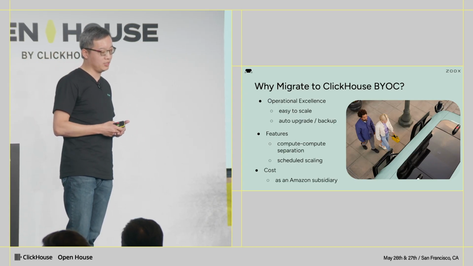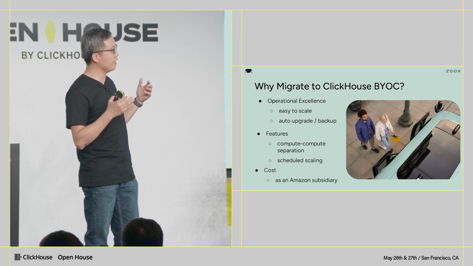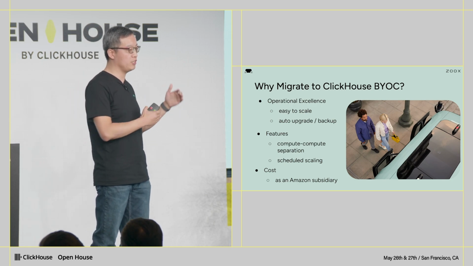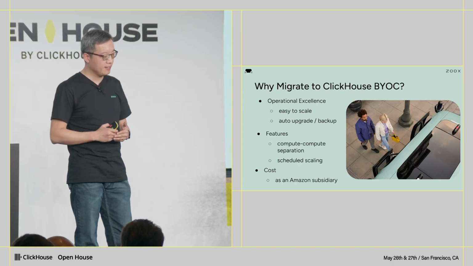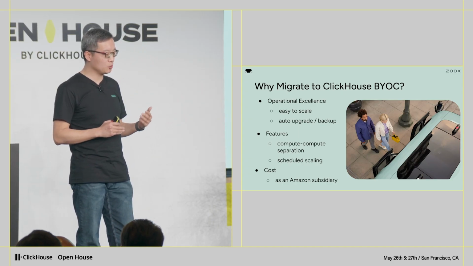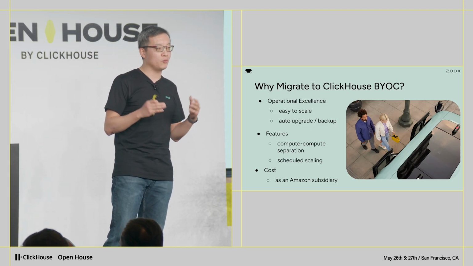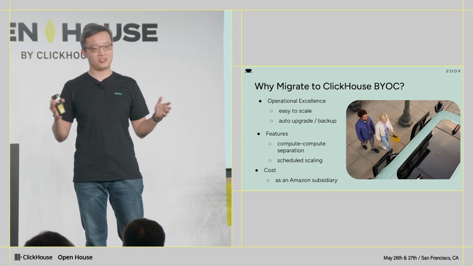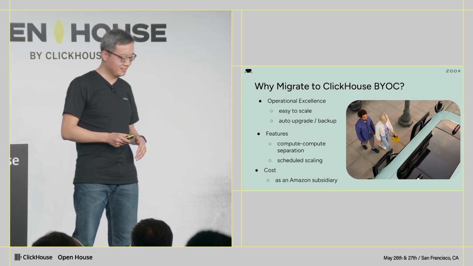Another one is the cost. We actually found out we can reduce the cost while migrating ClickHouse from the open source to the BYOC. And as Zoox is an Amazon subsidiary, we want to continue to use the good discount while we keep our infrastructure in our system.